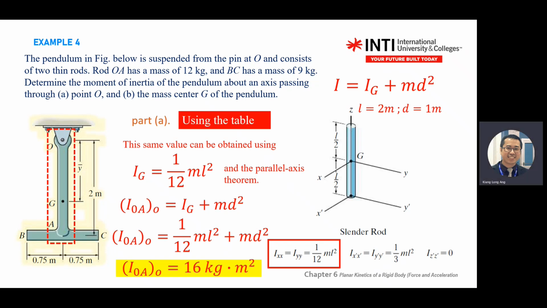Okay, the second part, this slide, is referring to G position. This set of calculation is referring to G. So G, when you refer to the table, is IXXYY. You copy from the table 1/12 ml squared, and then you substitute into I equals Ig plus md squared. Your d is 1 meter. Why? It is from O to G. You see y prime? Y prime is the average. So here to here is 2, the average is 1. So you substitute d as 1 here, and L to G is 1 also.